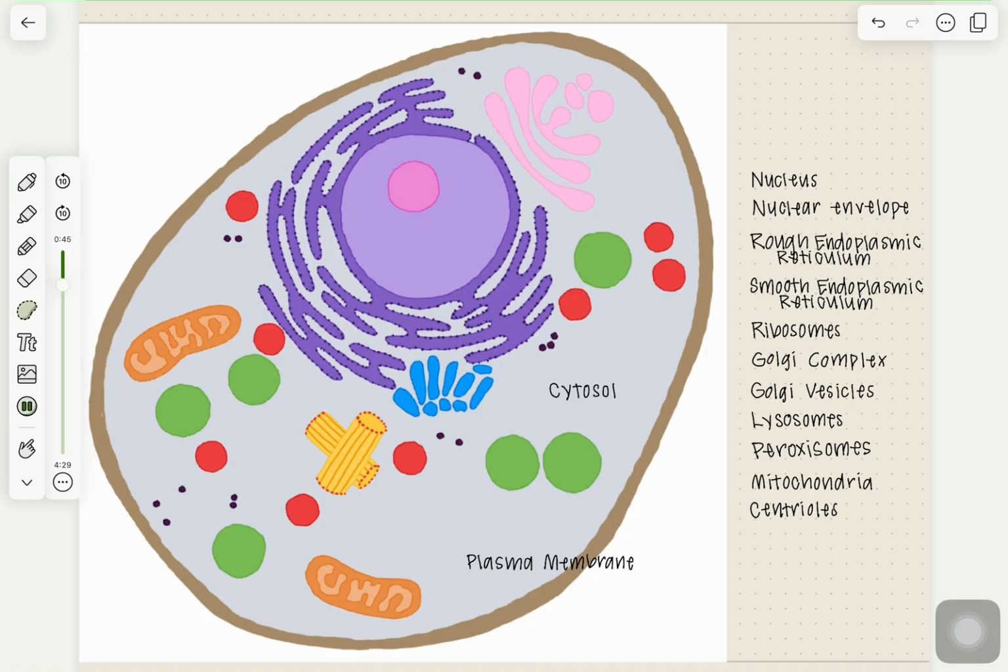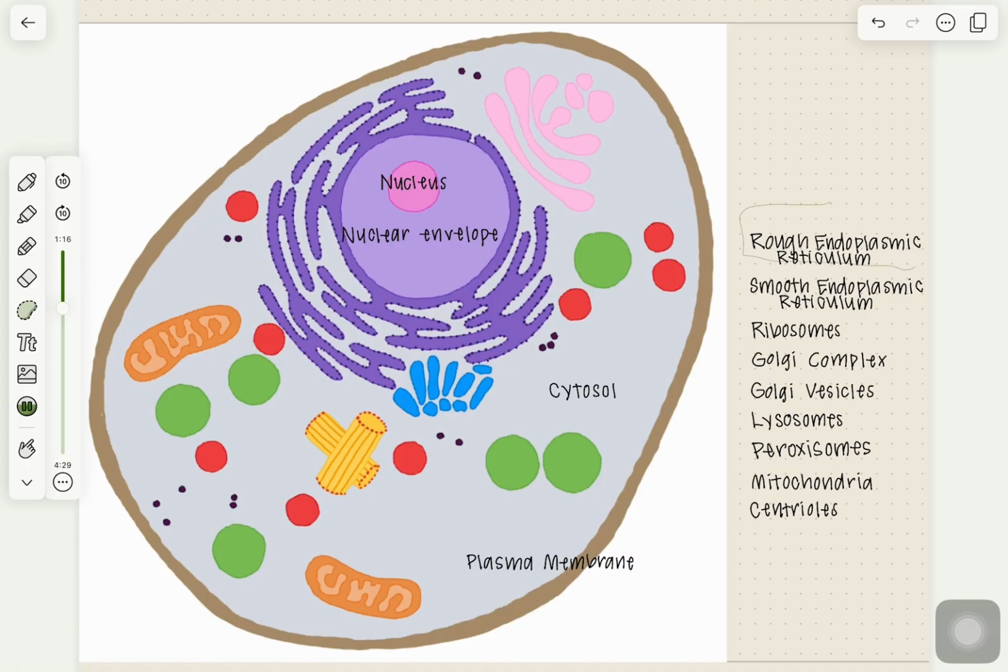Moving to the pink dot, that's going to be our nucleus. It is found in most cells. The nucleus is the control center of the cell, and it also contains DNA. Surrounding the nucleus would be our nuclear envelope. It is the bilayer membrane, and inside the bilayer membrane is the nucleoplasm and the nucleolus. The nucleolus is the organelle that produces ribosomes.